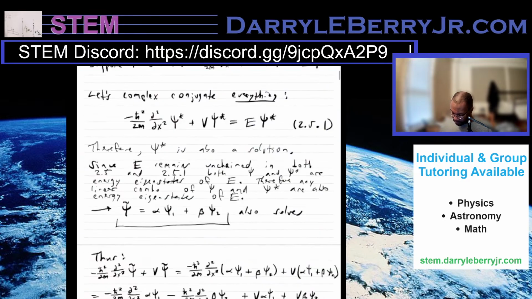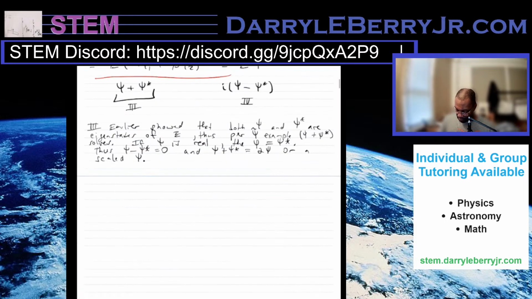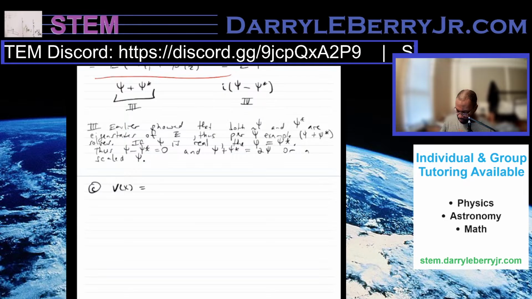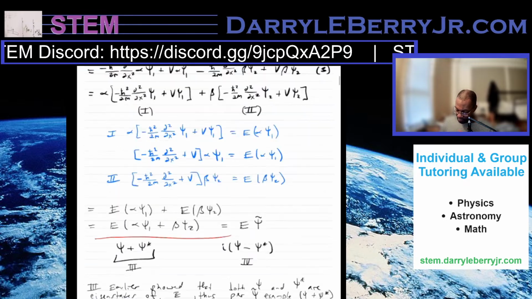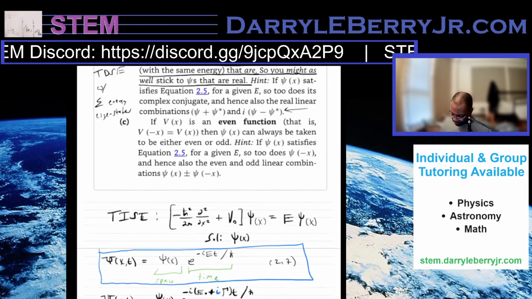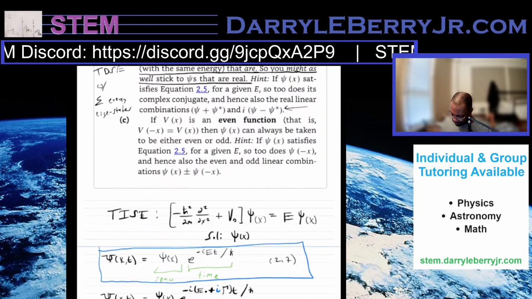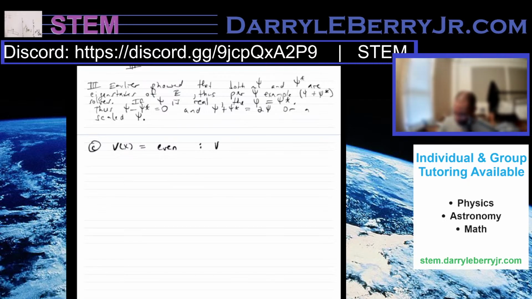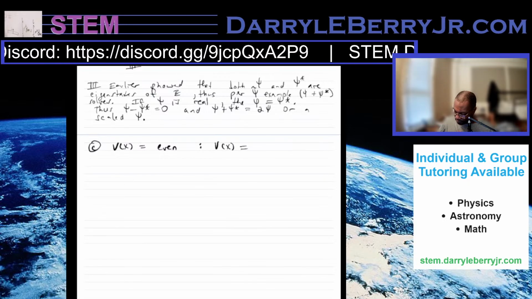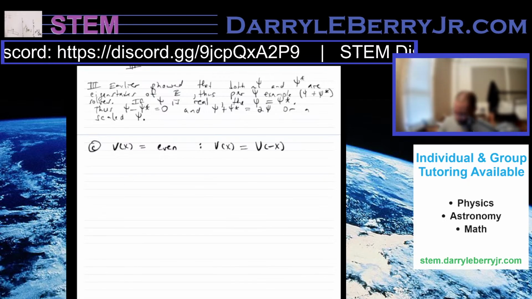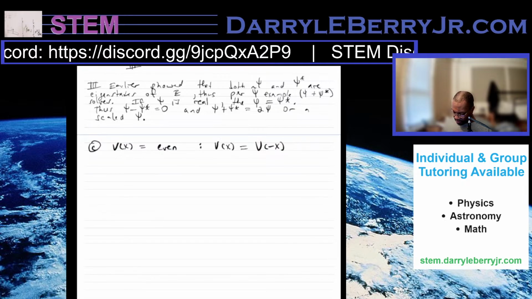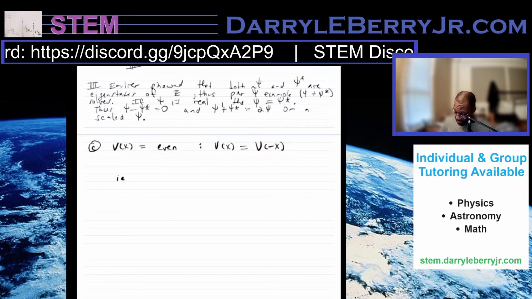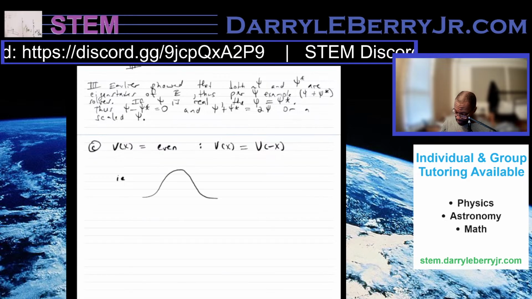V of x is even. An even function is something like, i.e., cosine.